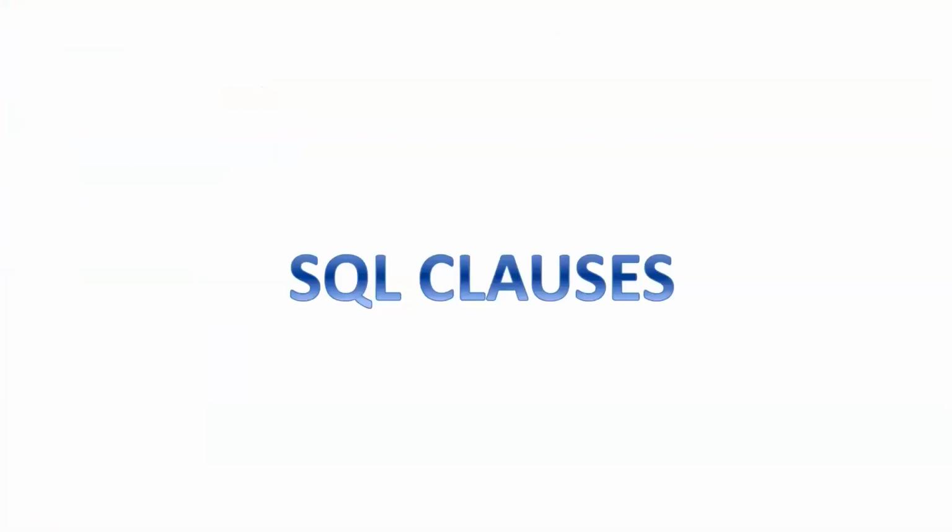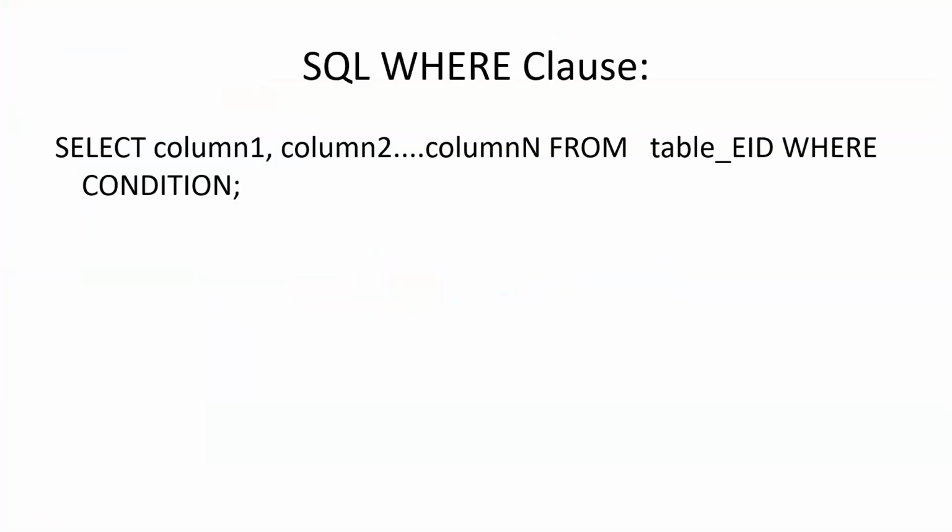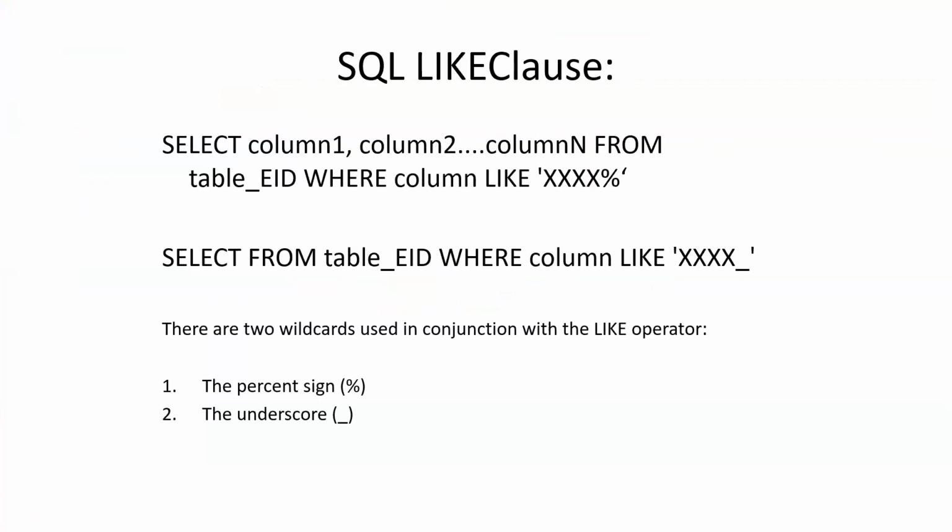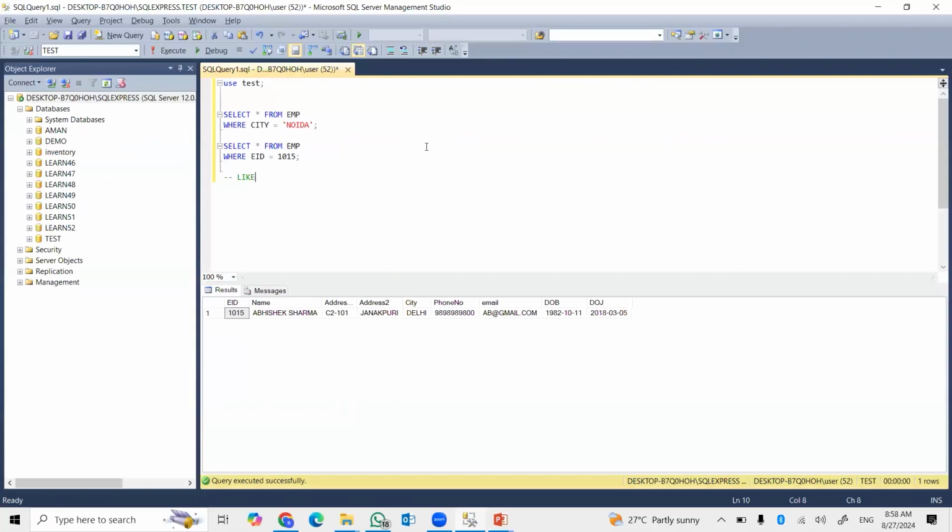Okay. So this was the where clause, the very important clause. The next clause we have over here is the like clause. This like clause is used for pattern matching, and for creating a pattern, it has given us two operators, percentage and underscore, where percentage represents any number of characters and underscore represents a single character.